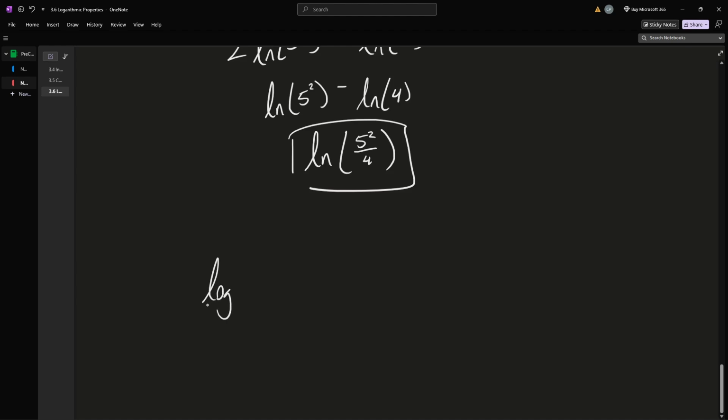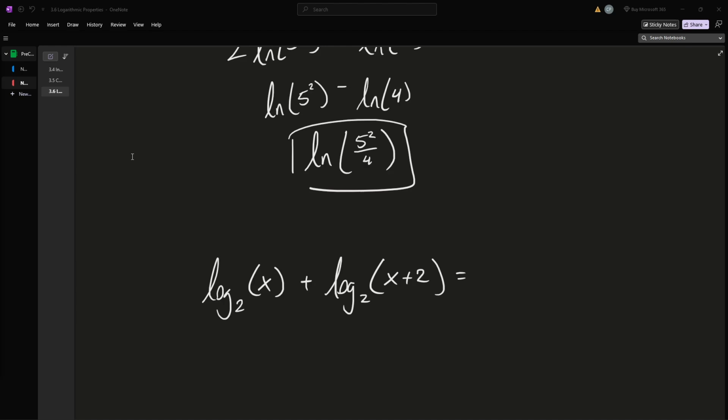Log base 2 of x plus log base 2 of x plus 2 equals, let's say, 3. Will this work out nicely? Let's say 24. Log base 2 of x plus log base 2 of x plus 2 equals 24.